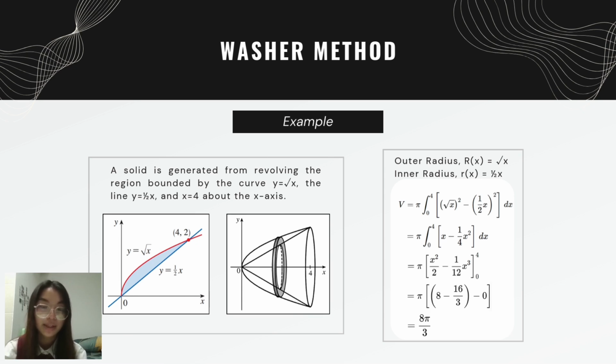So from the graph, we can see that the outer radius is the curve y equals square root x, while the inner radius is the line y equals 1/2 x. We can also see that it is bounded by the interval 0 to 4. So from that information, we can put it into the formula and find the volume. So we can finally solve the volume of the solid through the steps on the right, and in the end we get the volume as pi over 3.